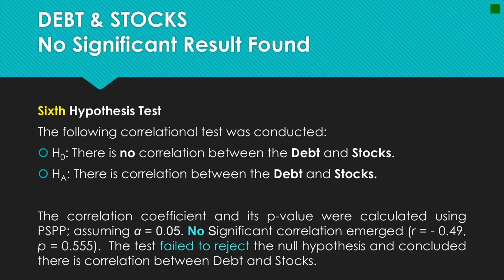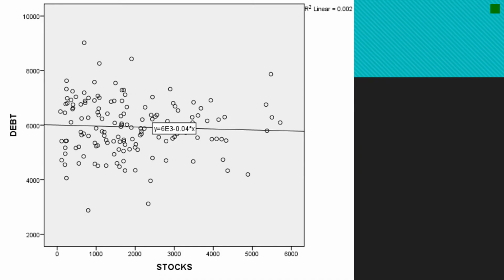The p-value is 0.555, which is more than 0.05, which means that we failed to reject the null hypothesis. There is no significant correlation found. So we are going to accept the null hypothesis. You can see here the line is moving downward.